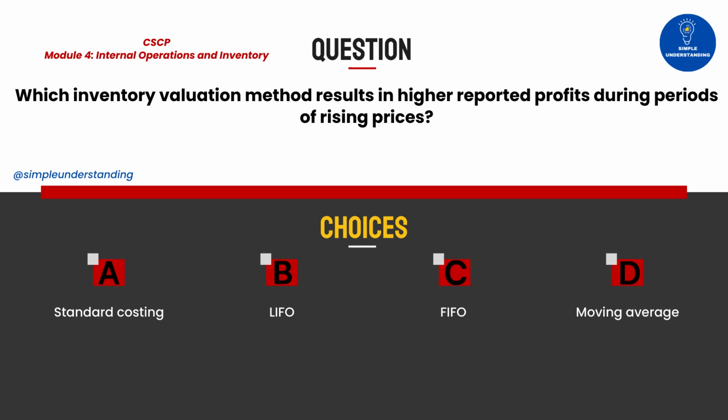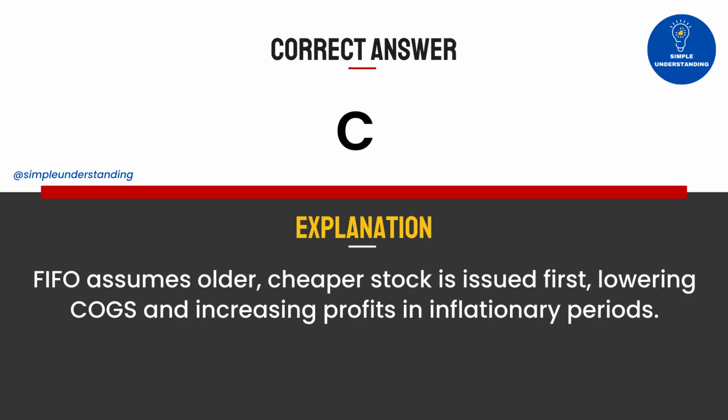8. Which inventory valuation method results in higher reported profits during periods of rising prices? A. Standard costing. B. LIFO. C. FIFO. D. Moving average. Correct answer, C. Explanation: FIFO issues older, lower-cost inventory first, lowering cost of goods sold and increasing reported profit in inflationary settings.